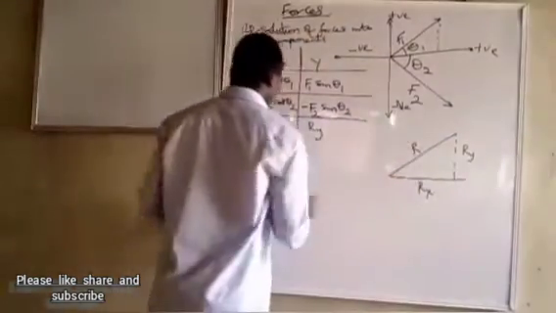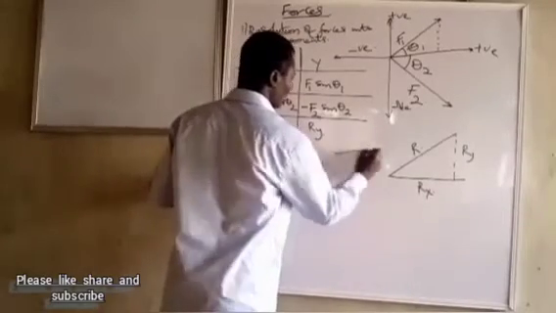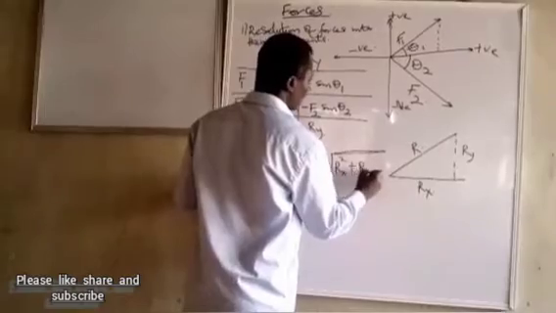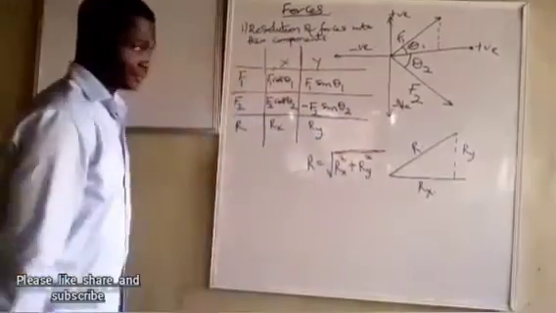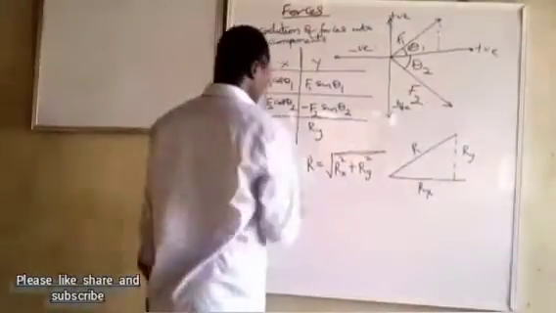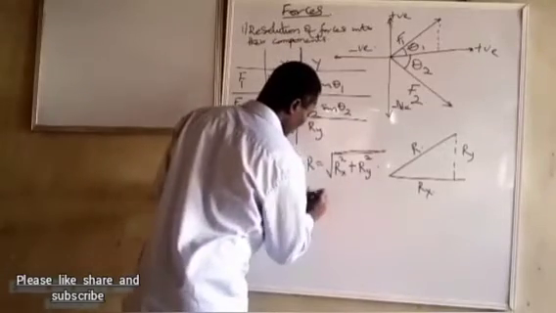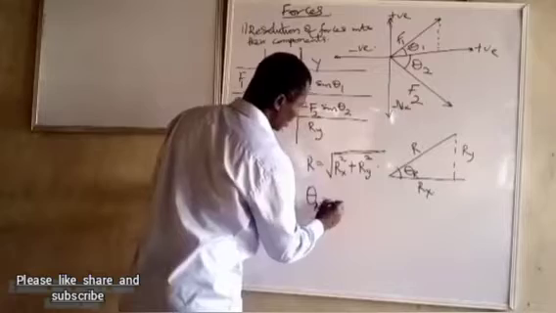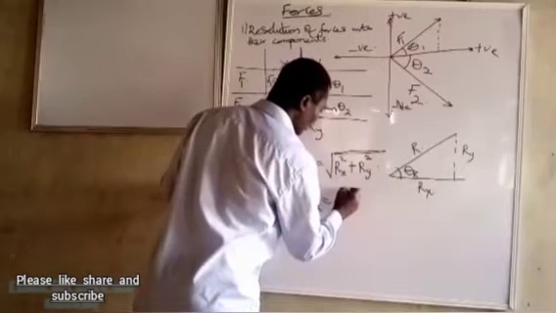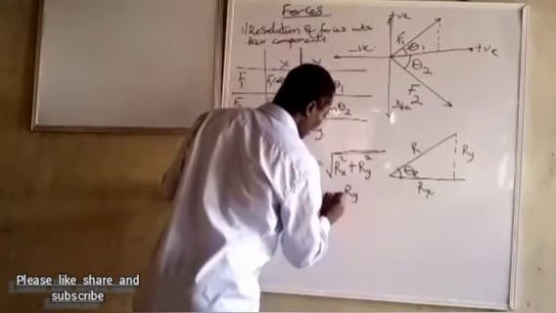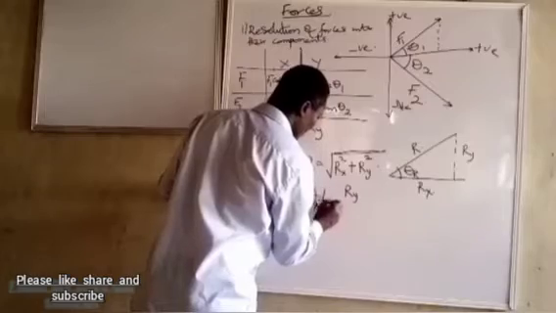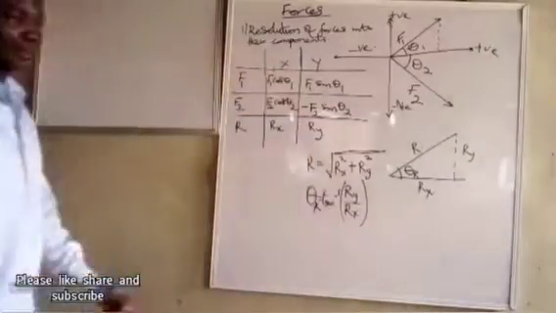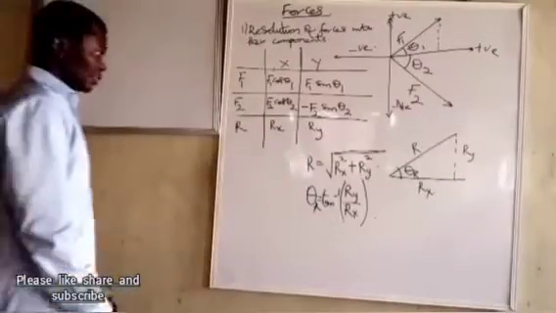So magnitude of R will be square root of Rx squared plus Ry squared. You can see. Then what will be the direction? It will be direction theta. This one. It will be equal to arctan Ry over Rx. That is the direction of the resultant.